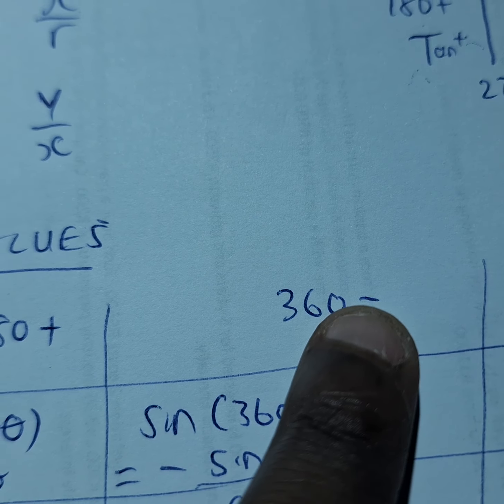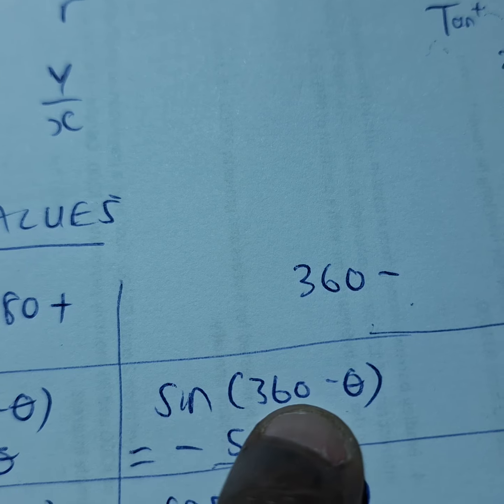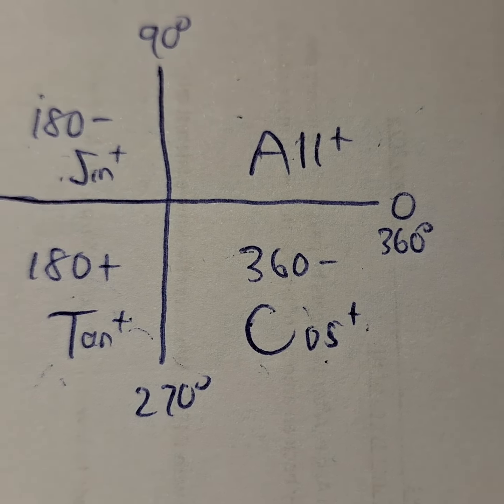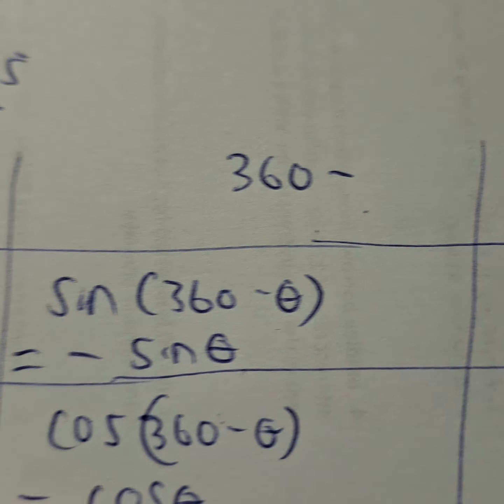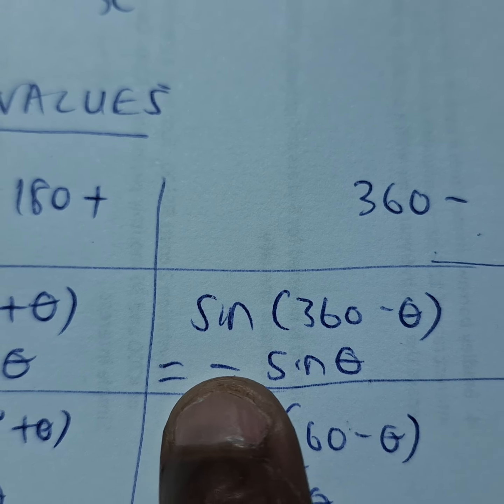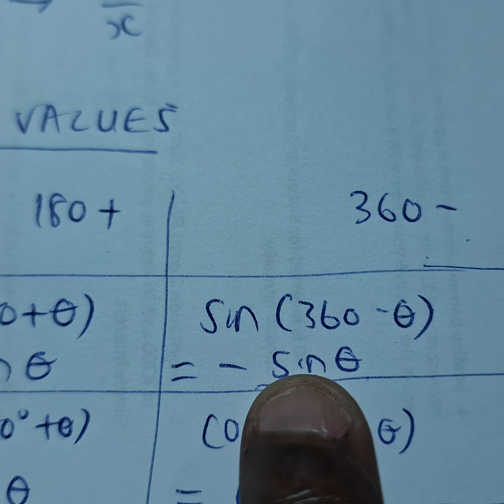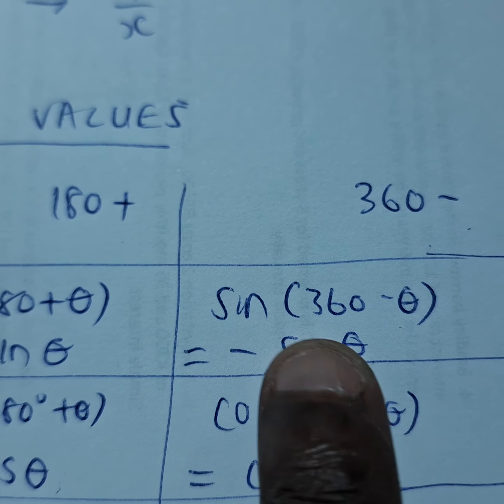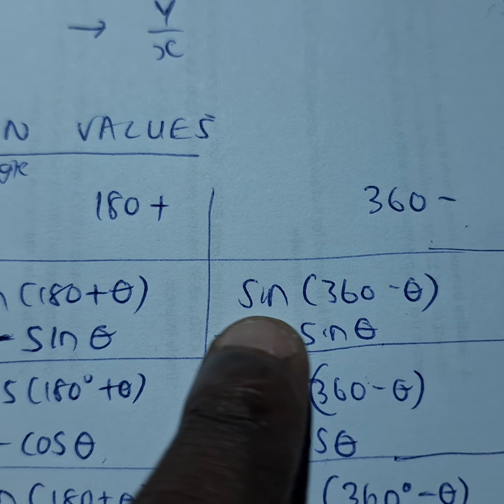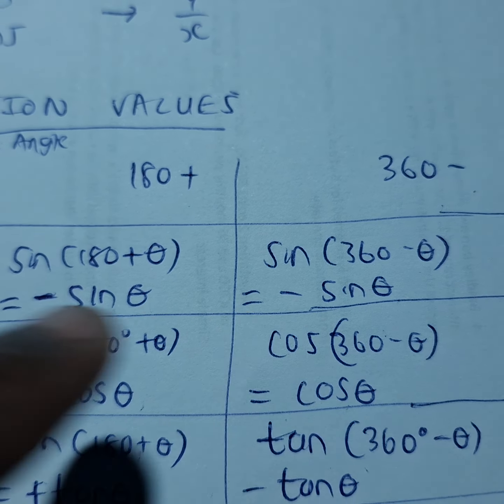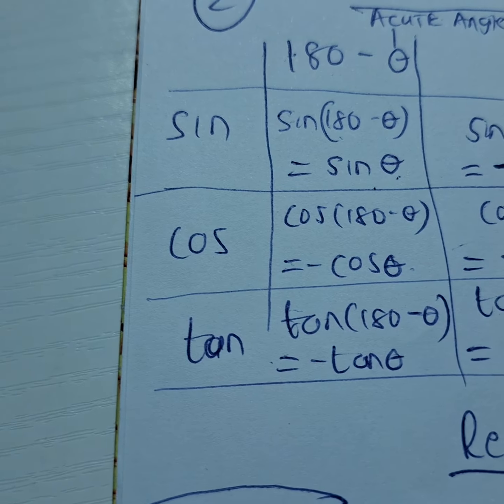Then sine of 360 minus theta. This 360 minus theta features in the fourth quadrant. That's where cos is positive. So sine in that quadrant is obviously negative. Then we say the trig ratio itself, sine, and then the acute angle, while 360 minus falls away because it's accommodated by the sign of that particular trig ratio in that quadrant.